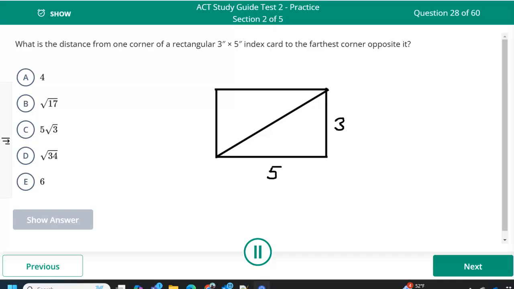Now we can use the Pythagorean theorem here. This is a rectangle, so that's a right angle. We want to know the distance from here to here. And that would be the square root of 3 squared plus 5 squared, which is the square root of 9 plus 25, which is the square root of 34. That's actually an answer here, so let's go with D.